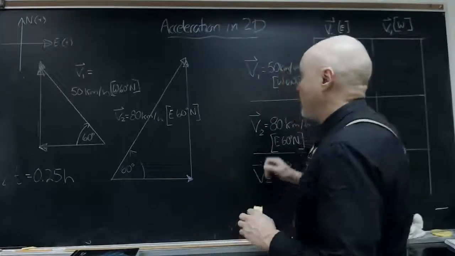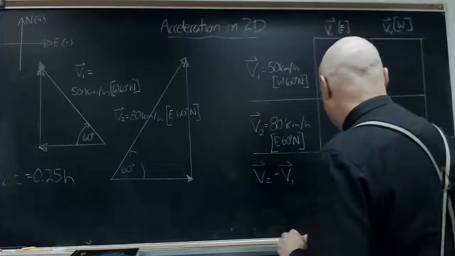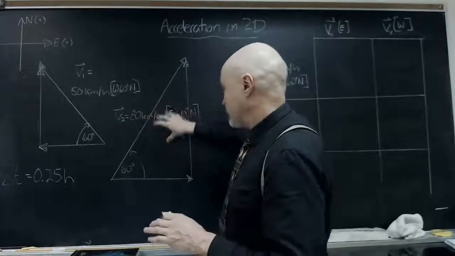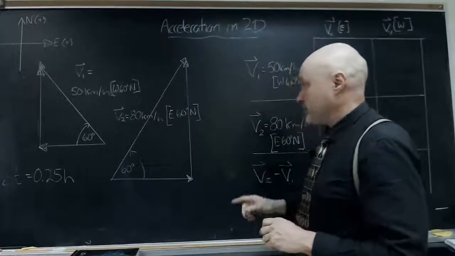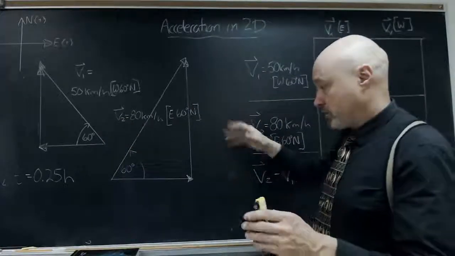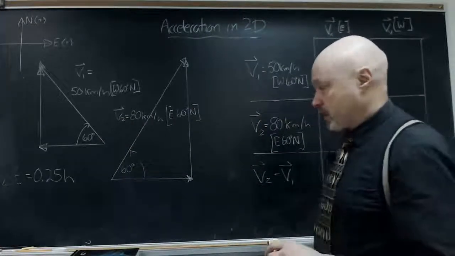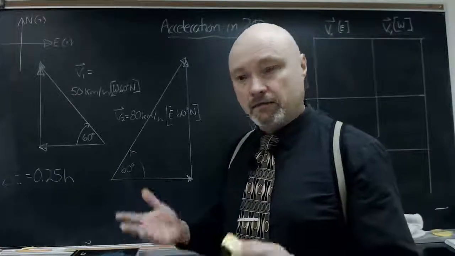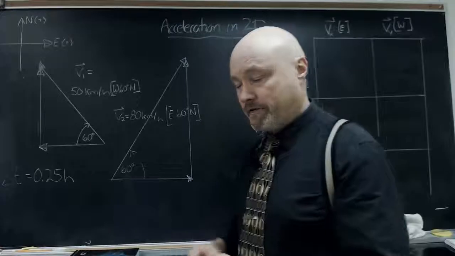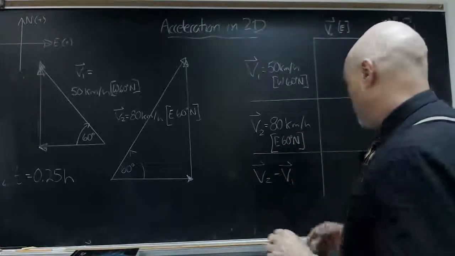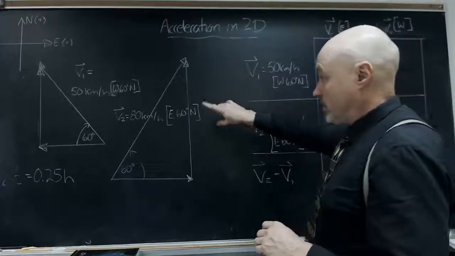Now, you can tackle this problem a few ways. You could take these two vectors and you could find out what negative v1 is. In other words, turn it around, place them tip to tail, and make a triangle. And then solve the triangle using either the cosine law or the sine law, whatever's appropriate for the information that you've got. I much prefer to use a components approach.